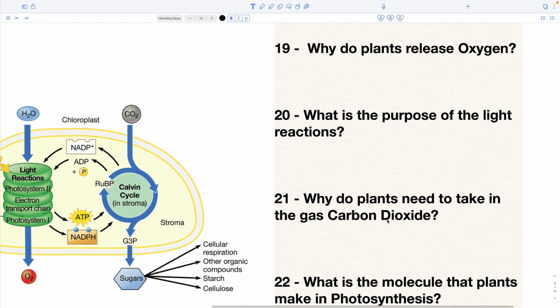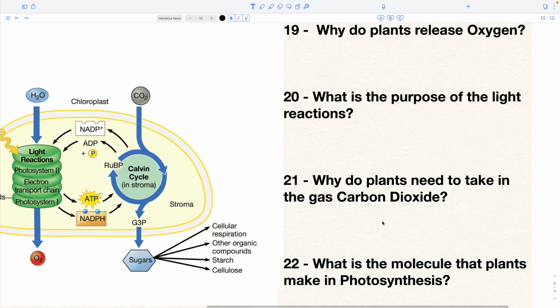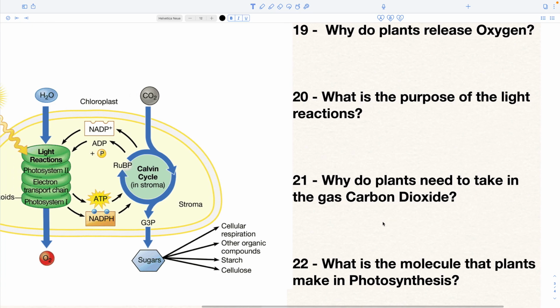What's the purpose of the light reactions? To charge up the batteries of ATP and the electron carrier? 21. Why do plants need to take in the gas carbon dioxide?